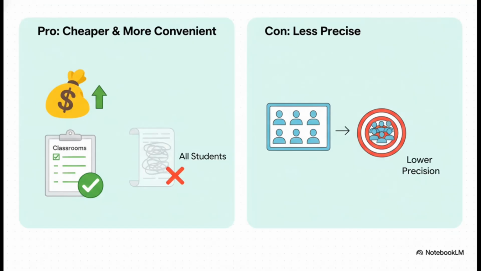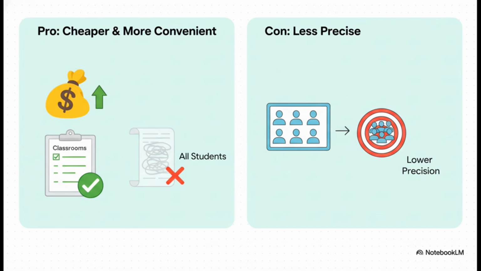The pros are huge. You can't deny them. It's way cheaper and way more convenient. You only need a list of the clusters, the classrooms, not every single student, which is often much easier to get your hands on. But there's a big statistical cost. Cluster sampling is almost always less precise than a simple random sample of the exact same size.